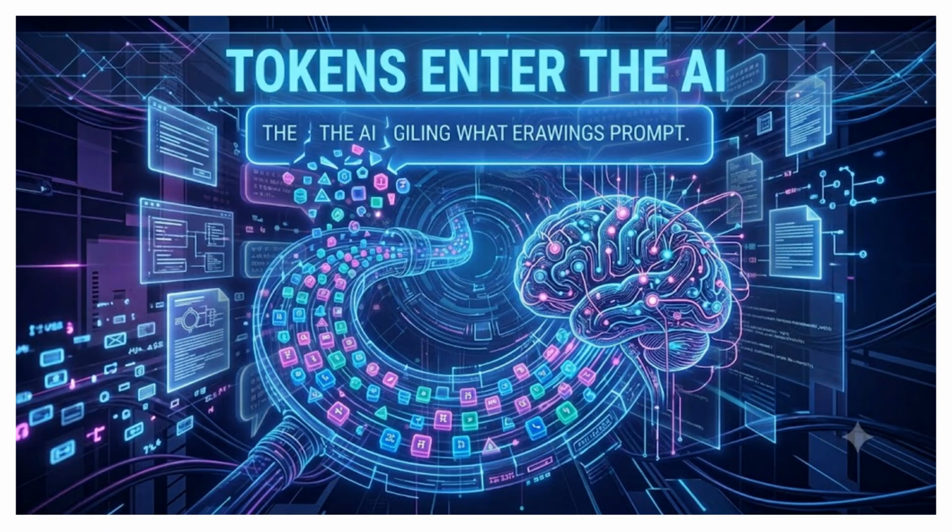Before the AI can understand your request, it first converts the text into tokens. These tokens are then sent into the AI model. The AI processes each token, looks at the surrounding context, and understands what you're asking. Only then does it begin generating a meaningful response.